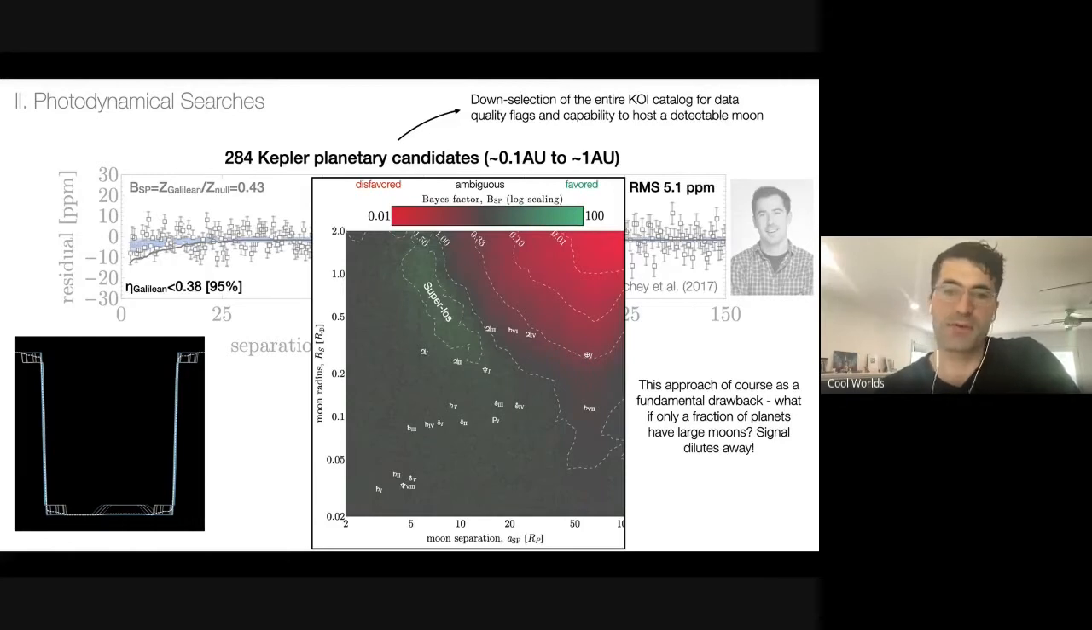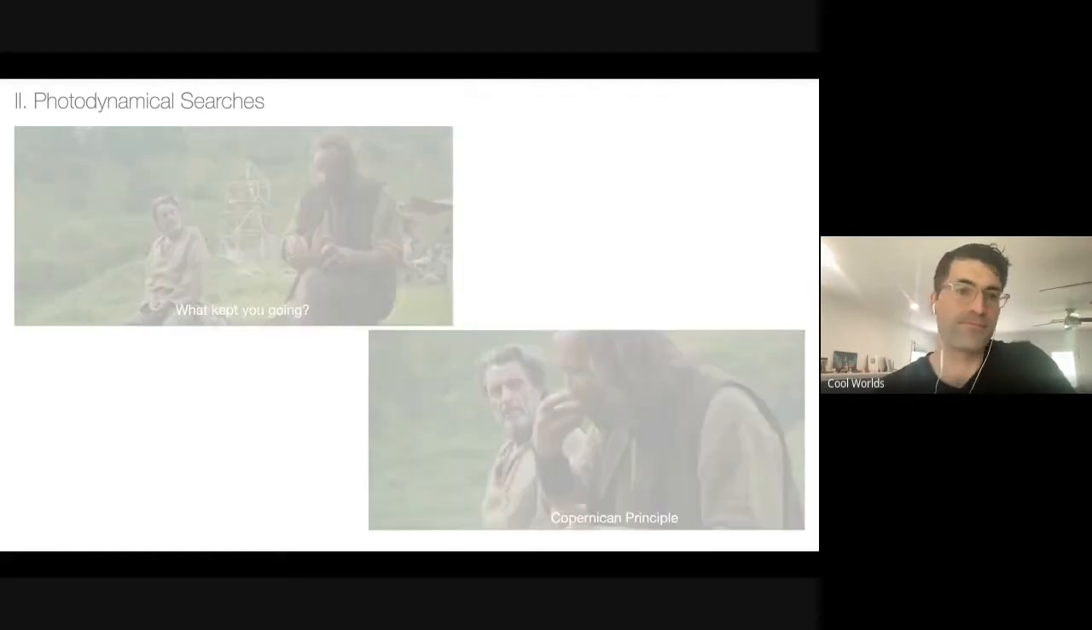Then this stacking approach just doesn't work. You're gonna lose your signal because you're reducing it by a factor of 10. So this is always the problem with stacking data.